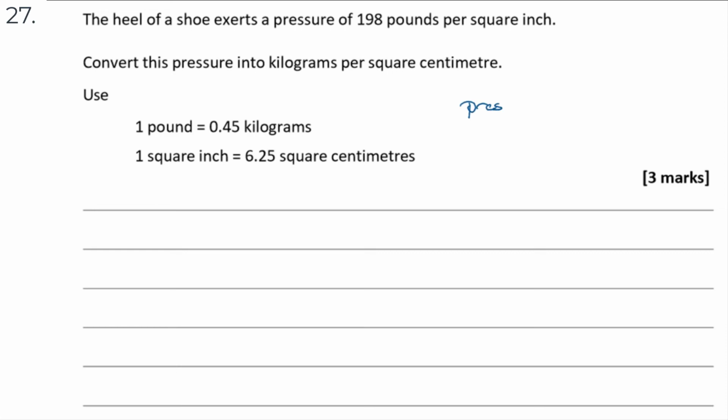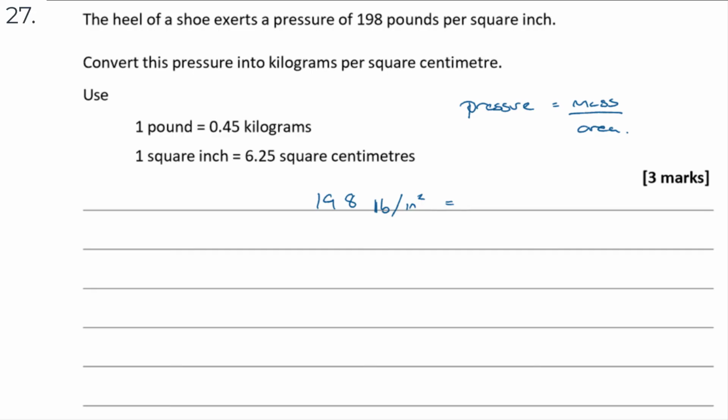Pressure is equal to mass divided by area. Okay, so pressure is equal to mass divided by area. So the greater the mass, the smaller the area, the higher the pressure. Okay, so convert pressure in kilograms per square centimetre. So we know that it's 198 pounds per square inch, and we want to know what that is in kilograms first. So let's convert it into kilograms first.